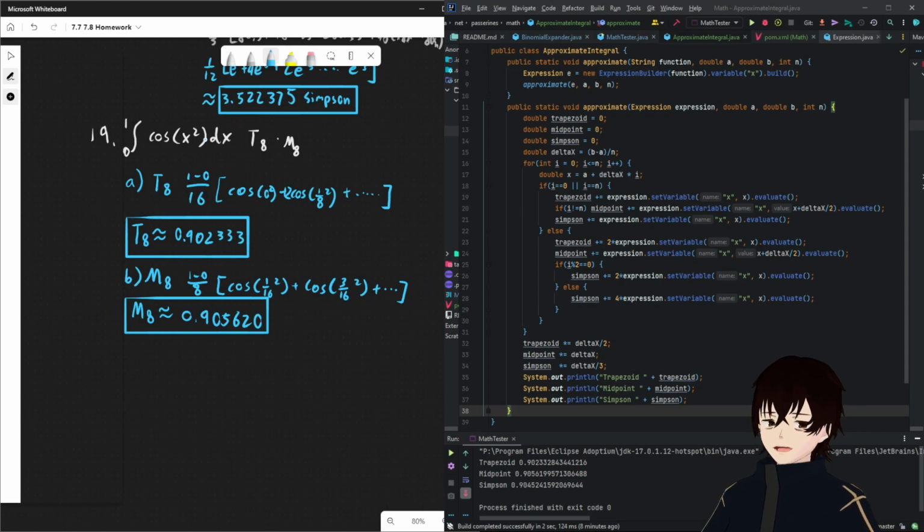And B. Wait, no. This isn't B. B is the hard part. B is actually calculus. Estimate the error: E of T8 and the error of midpoint 8.